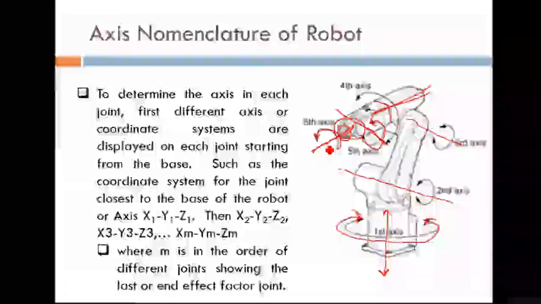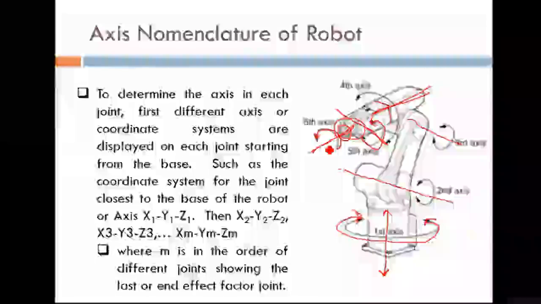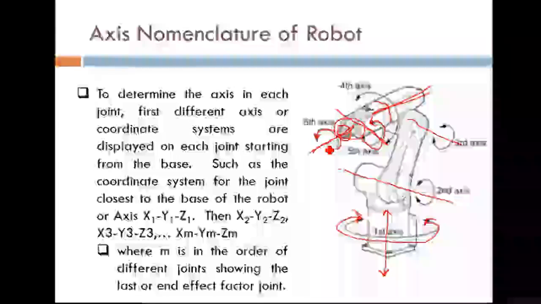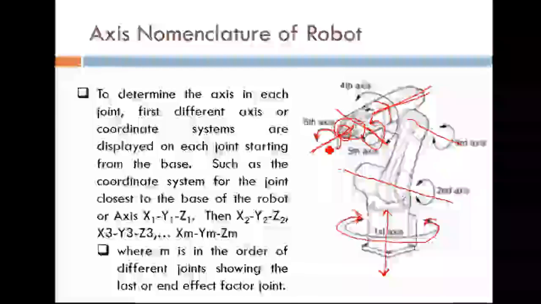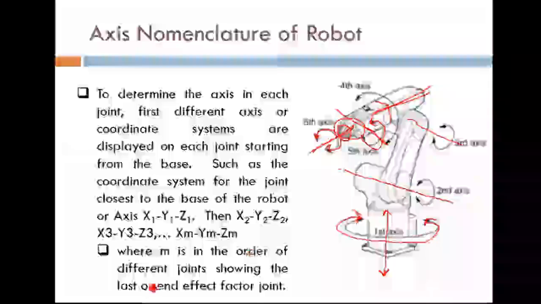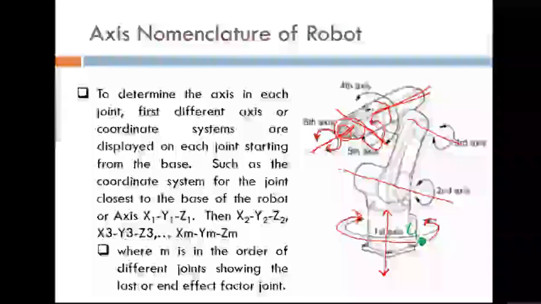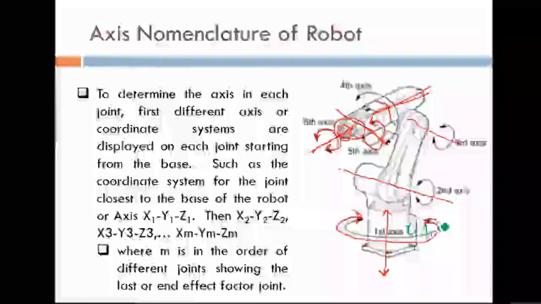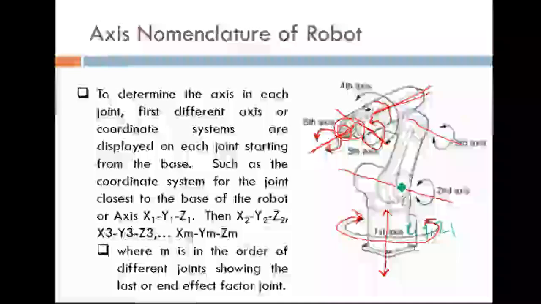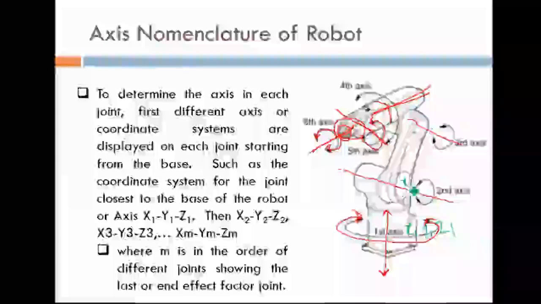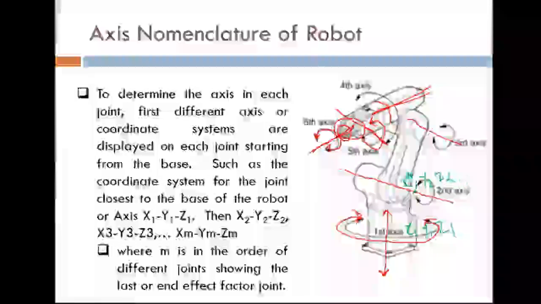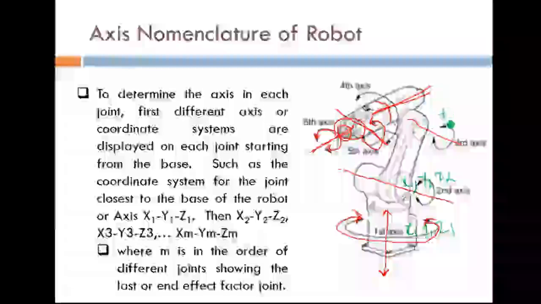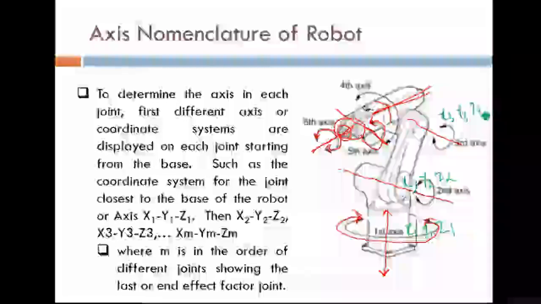When we do the mathematical formulation, each and every joint has a coordinate system, so it needs x, y, and z coordinates. So we place x, y, and z first here. For the first joint, x1, y1, and z1. For the second joint, x2, y2, and z2. Now go to the third joint, x3, y3, and z3.